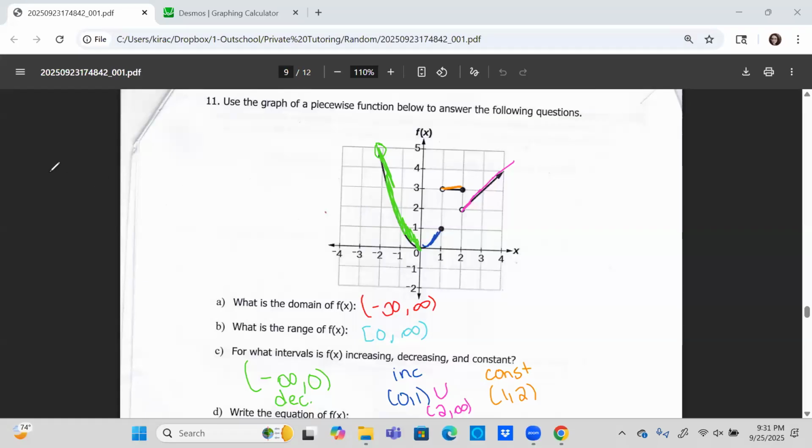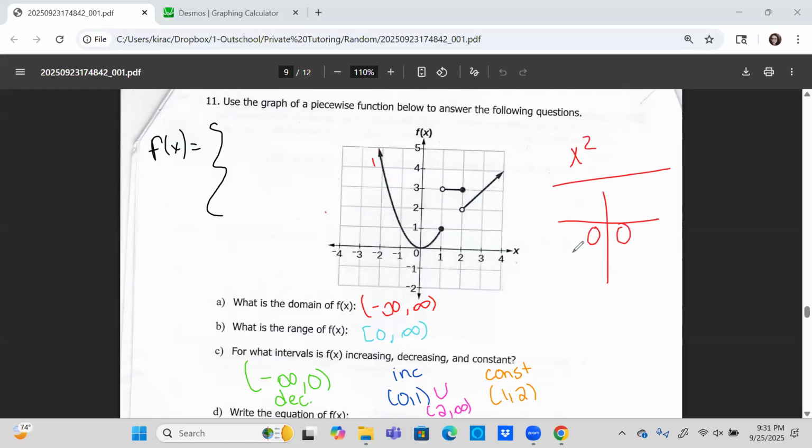Okay, now they want us to write the equation. I'm not going to scroll down there to do it. I'll do it right here. So this is certainly a piecewise, 3 pieces. Put a big brace to hold all your pieces. All right. So this looks like the standard quadratic, yeah? Because if it's x squared, you plug in 0, you get 0. If you plug in 1, you get 1. If you plug in -1, you get 1. If you plug in -2, you get 4. Yeah. So that's just x squared.